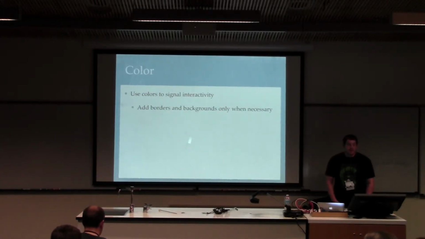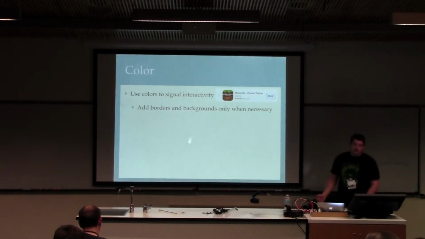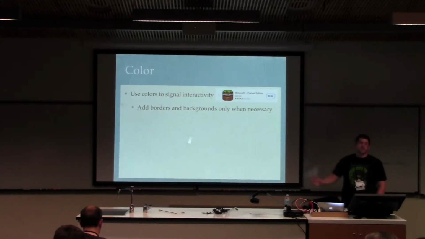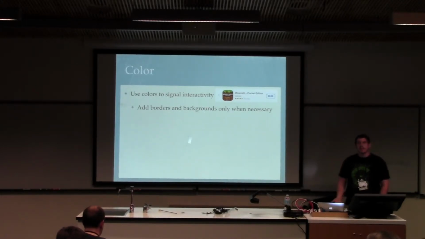You only want to add borders and backgrounds to your buttons when absolutely necessary. For example, in the iTunes Store, the Buy button has a border to it because it's within the table view cell, where if you touch the table view, you'll drill into the details of the application. But they want to make a way to quickly and easily download the application and get some money in their pocket. To signify that, we put the blue border around the price tag, telling you, this is a button, you can touch me.